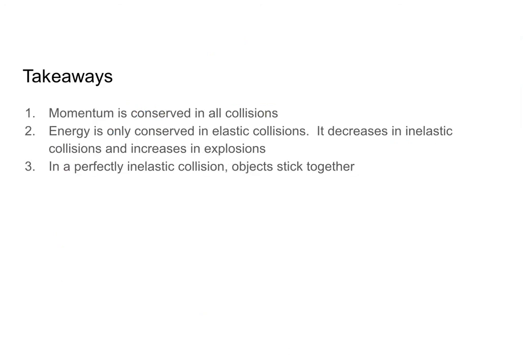So now that you've learned about the different types of collisions, we are ready to talk takeaways. So first of all, momentum is conserved in all collisions. Energy, on the other hand, is only conserved in elastic collisions. It decreases in inelastic collisions and increases in explosions, aka superelastic collisions. And finally, in a perfectly inelastic collision, objects stick together.